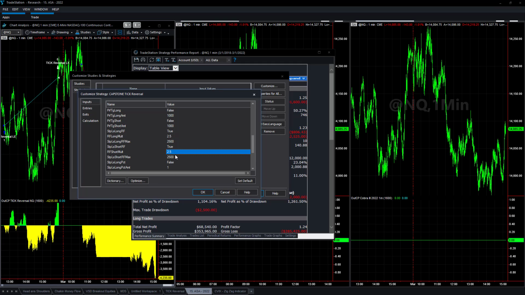So if the average range is greater than 2,500, it caps that at 2,500. Same thing on the short side. You can change those parameters on the short side. We'll have them the same. Or you could use a percentage stop loss.